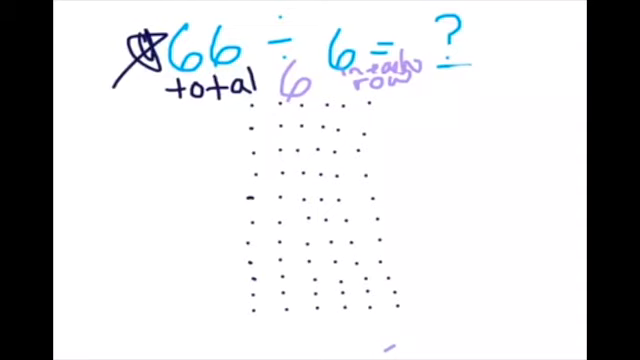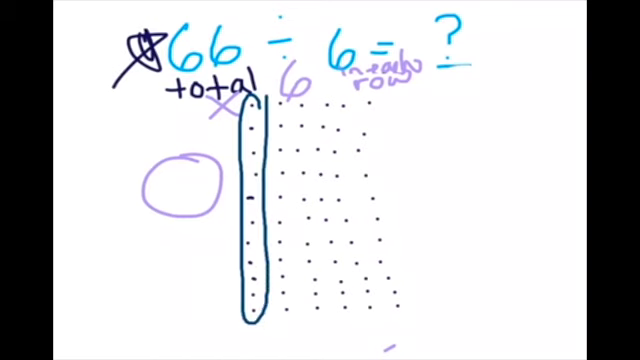Okay, anyway, we have 6 times whatever number's down here. What's that missing number? Well, what I'm going to do is I'm just going to count all of these. And that's going to get me my missing number. And that will be our answer to our division problem. So let's count. We have 1, 2, 3, 4, 5, 6, 7, 8, 9, 10, 11.